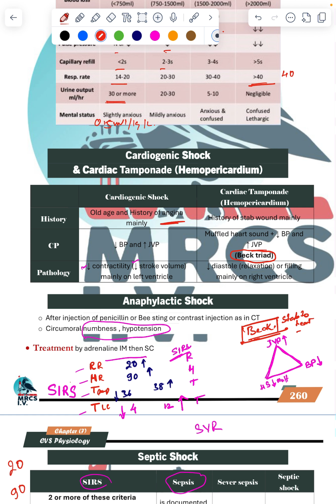Cardiogenic shock, there is pathology with the heart, either cardiac tamponade, which is the obstructive type, or cardiogenic, which is the muscle itself. Angina pectoris, clinical feature is blood pressure is decreased, JVP is increased. Pathology, contractility is less, stroke volume is less. Cardiac tamponade, history of stab wound mainly, muffled heart sounds, decreased BP and JVP increased.